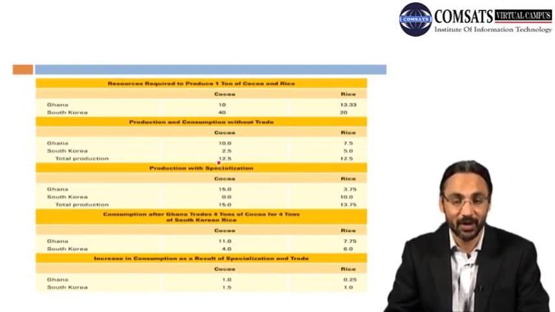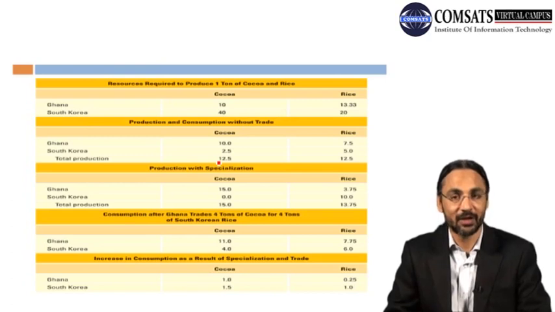What they have to compare: the first situation is the same, and the second one is when they are not specializing or doing any trade with each other, the total production would be the same, 12.5 tons each for cocoa and rice. And then the next one, when they are producing specialized units, they are producing 15 tons of cocoa and 13.5 tons of rice.